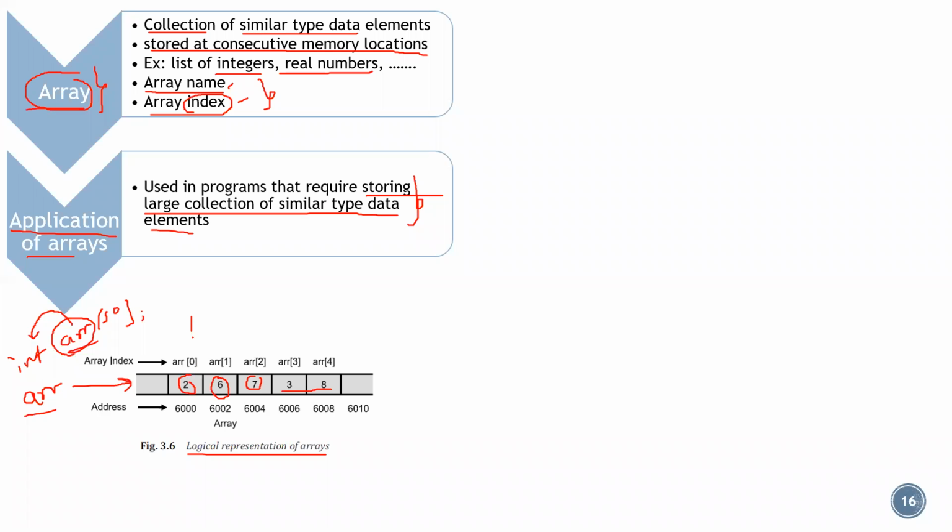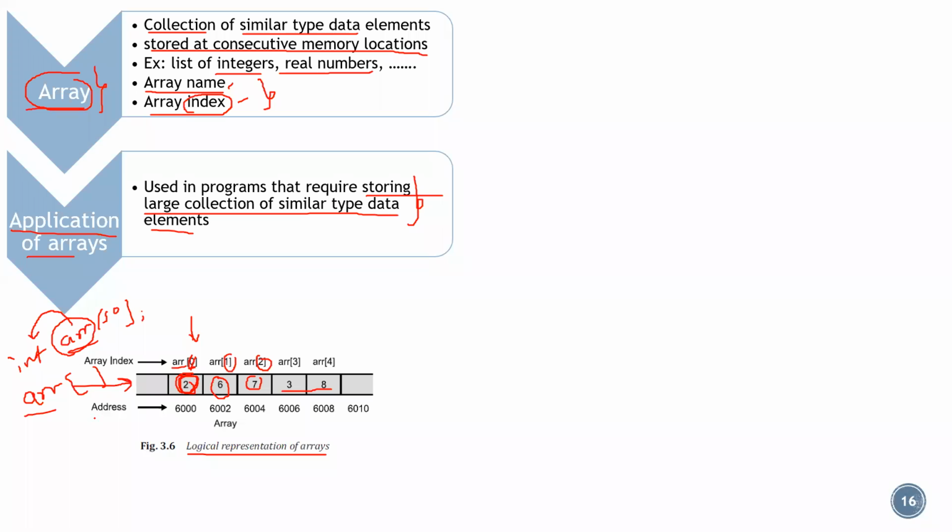If I have to get the first element, I can use an index along with the name. So this 0 which is specified is an index, 1 is an index, 2 is an index. So these are the indexes. Using the array name and the index, I can access the member.